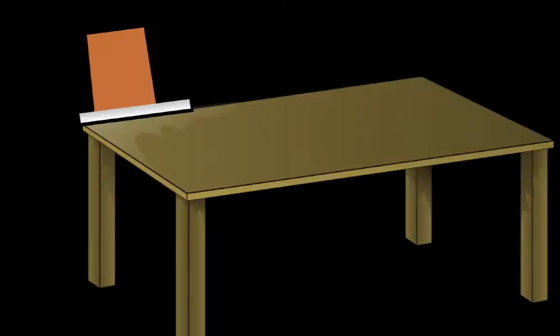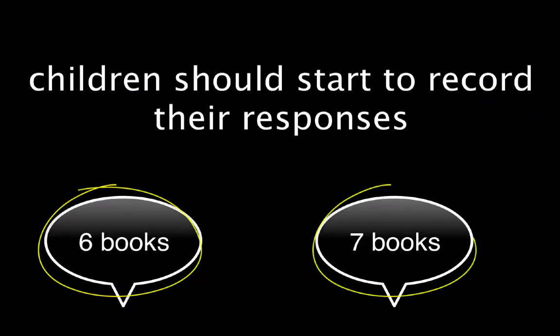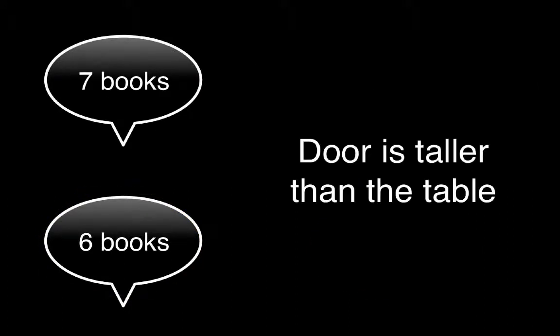They will then, for example, measure how many books long the table is, and then how many books tall the door is. It's also important in this process that the children start to record their responses. So they might record that the table is 6 books long and the door is 7 books long, or high. Then they know that the door is actually taller than the table.